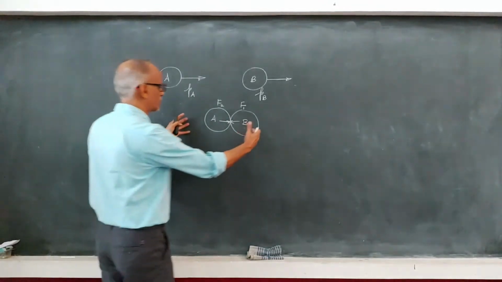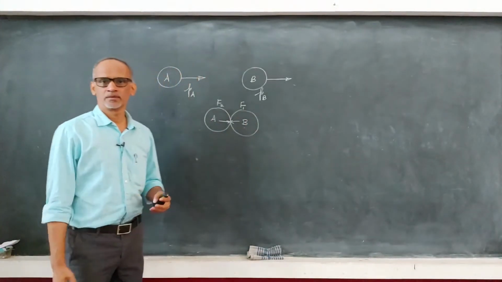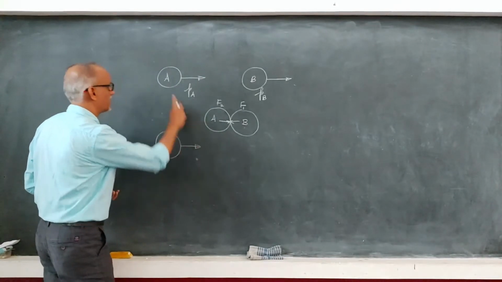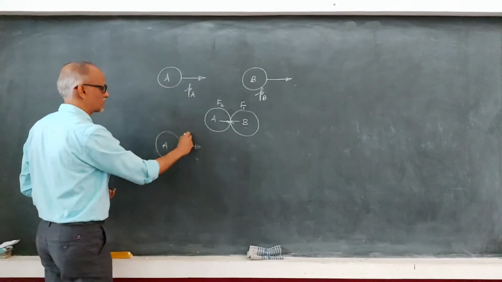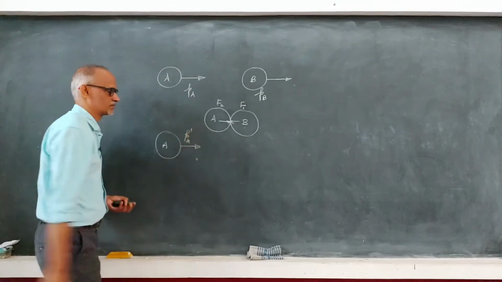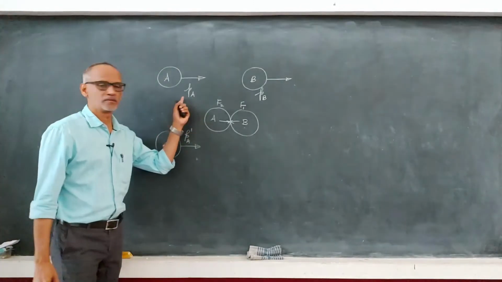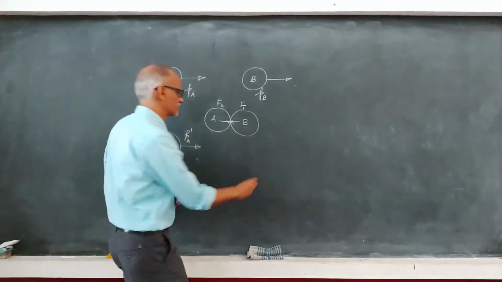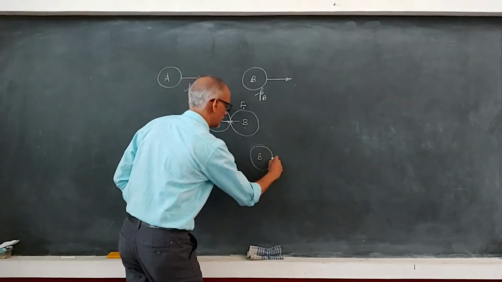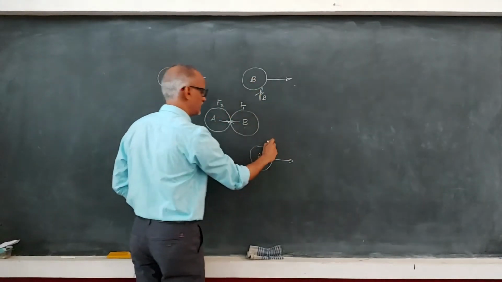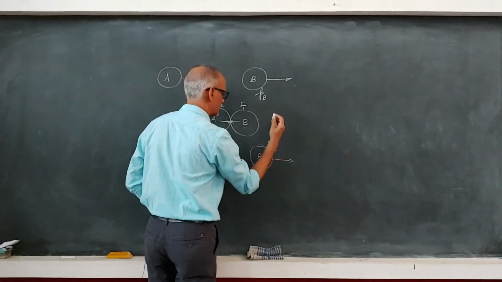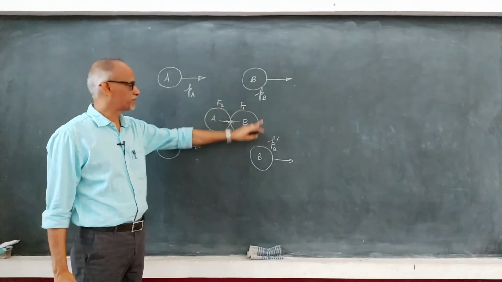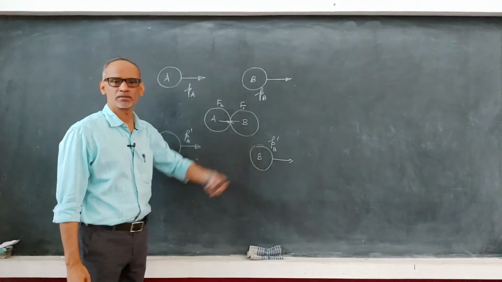And after they collide with each other, a change in momentum takes place. Therefore, the momentum of A after the collision is PA dash. What is PA? The momentum of A before the collision. This is the momentum after the collision. Again, the momentum of B also changes to PB dash. PB is the momentum of B before the collision. PB dash is the momentum of B after the collision.